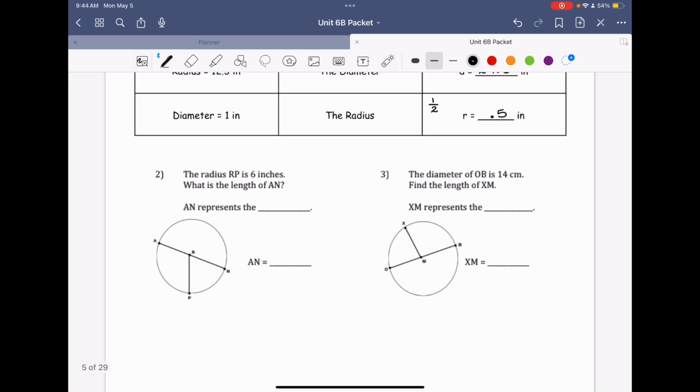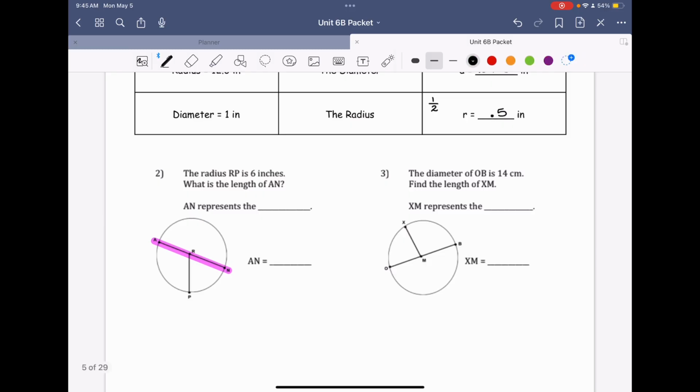Okay. Number 2. The radius RP is 6 inches. What is the length of AN? Okay, so AN, I'm going to highlight it. A all the way to N, well, that's my diameter. So let's write that on the line. To find that, I have to take this 6 inches and multiply it by 2, because all of these little sections are 6 inches. So if I need that whole line, 6 plus 6, or 6 times 2, would give me the diameter, 12.